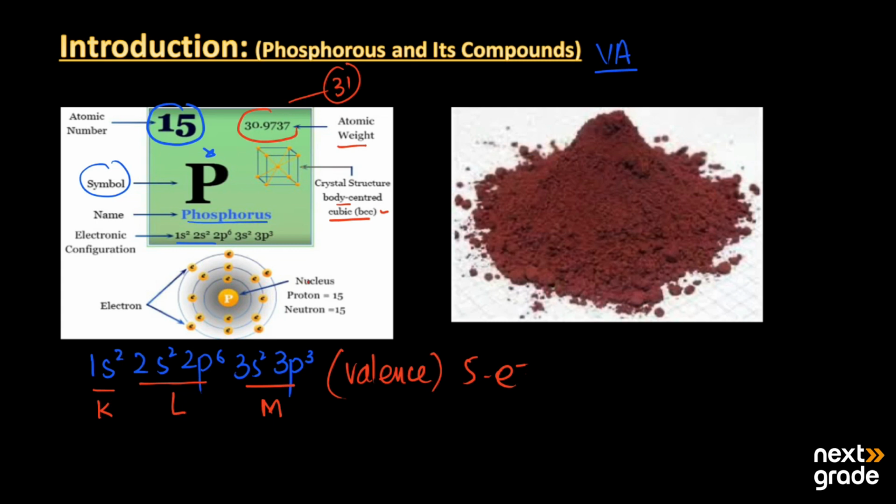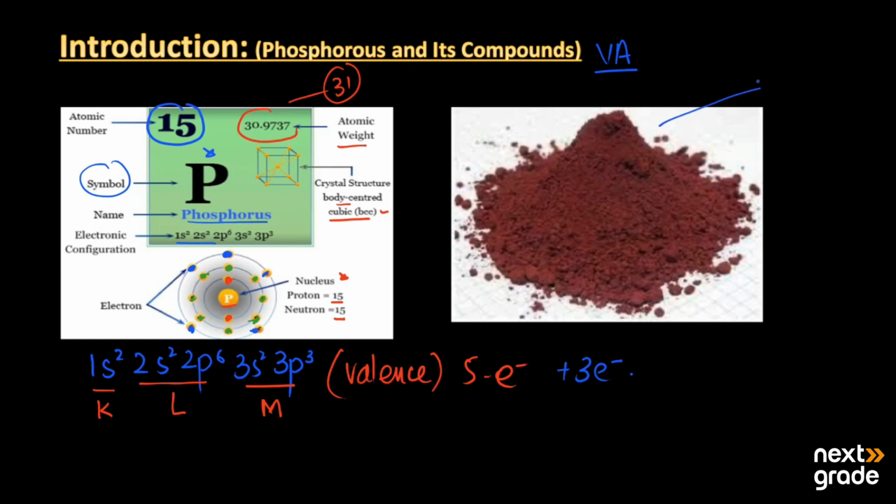And when we look at its electron dot and cross structure, in the center we have the phosphorus nucleus. Protons are 15 and neutrons are 15, as well as its electrons are also 15, in which the first shell contains 2 electrons. Then the second shell contains a total of 8 electrons, and after this the last shell contains 5 electrons. So that's why it requires 3 more electrons to complete its octet. So this is the simple phosphorus introduction.